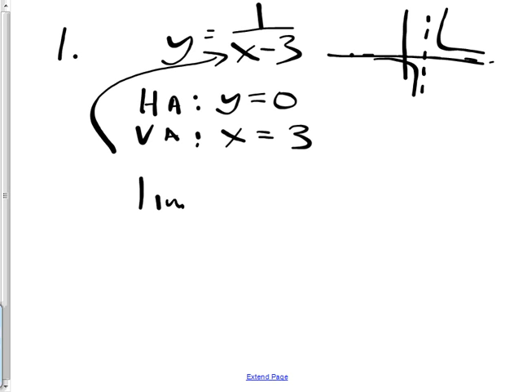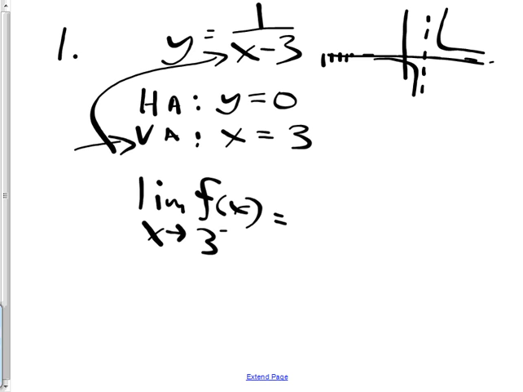The limit of the function as x approaches, where's my vertical asymptote? It's 3. x approaches 3. Now you have to remember that you're approaching it either from the negatives or the positives. I'm going to approach from the negatives, and you could have done positives, it'd be fine. I'm approaching from the left over here, and I'm going to go down to negative infinity.